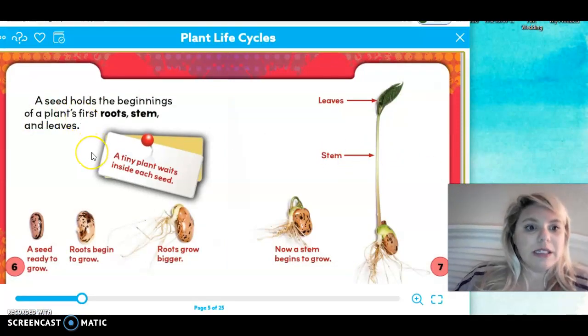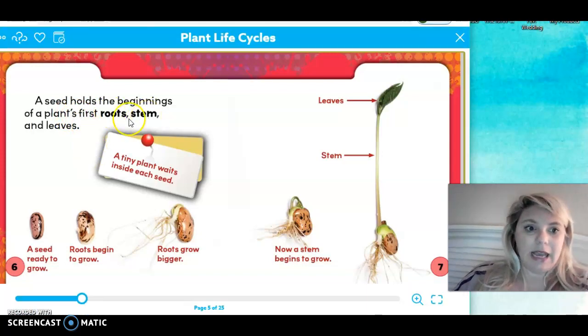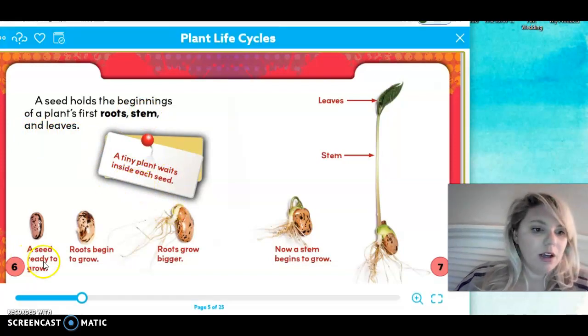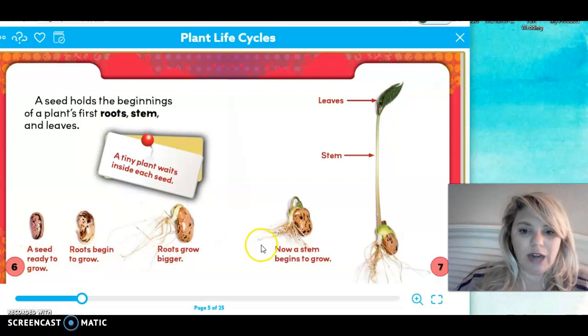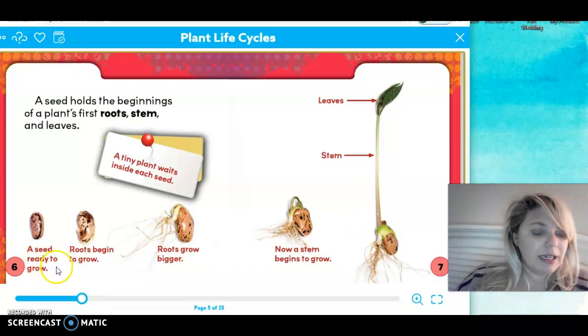A seed holds the beginnings of a plant's first roots, stem, and leaves. A tiny plant waits inside each seed. Oh, so here we have a little diagram, a seed ready to grow.